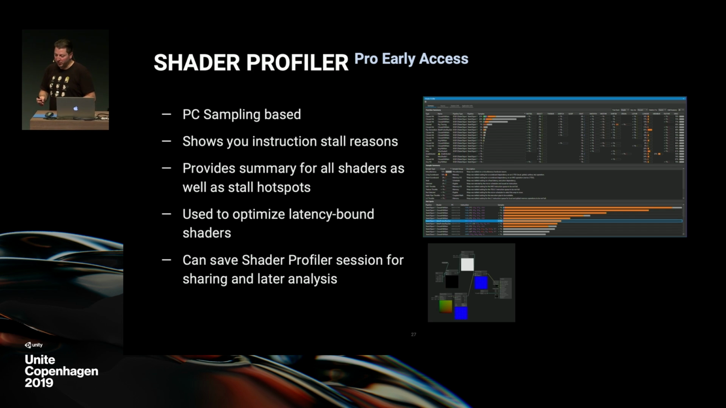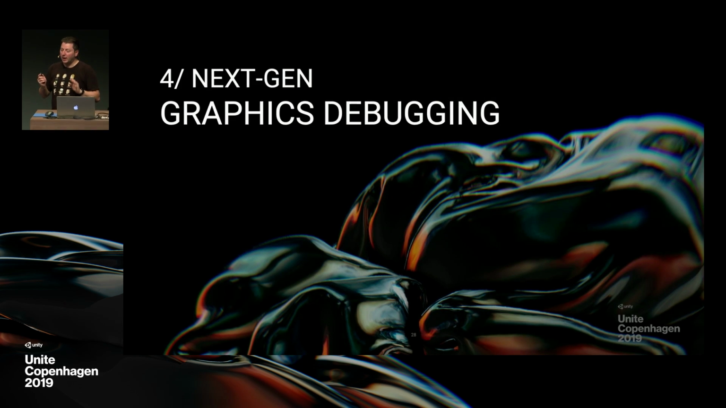But effectively, it's PC sampling based. It's similar to the range profiler where it's running on a frame that kind of runs and repeats, and it uses all these samples to determine how many samples passed and how many were stalled. And so you get a summary of all the shaders, and you also get all the hotspots, so the places where you're getting the most number of stalls, and which specific instruction. So this is at the instruction level where you're getting the most number of stalls. And so this is used to optimize latency-bound shaders. And so you can save one of these sessions off and be able to analyze this after the fact or share it with people and have that information readily available.